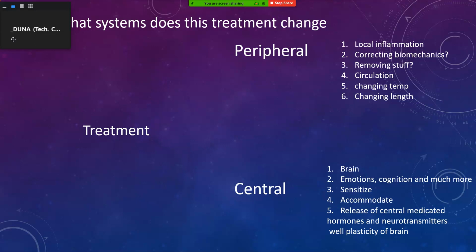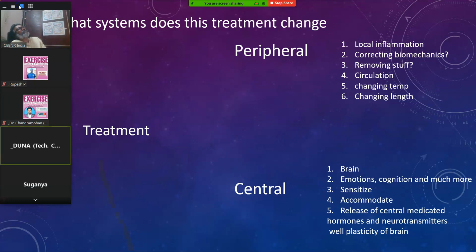Now, as I told you, this is a, how shall I put it, a very artificial classification, right? This is not a true classification. It's a sort of an artificial classification. Why I'm saying that is, if you are doing an exercise, say for example, sit to stand 10 times, you will change your brain as well as your peripheral structures, right? It is never just the periphery or never just the central, right?